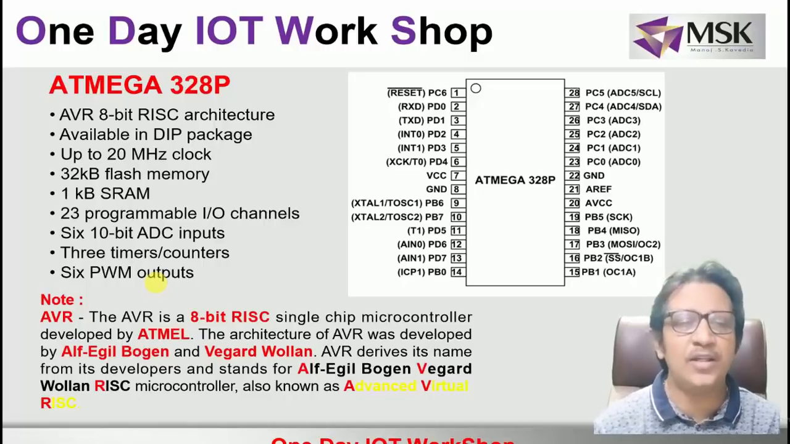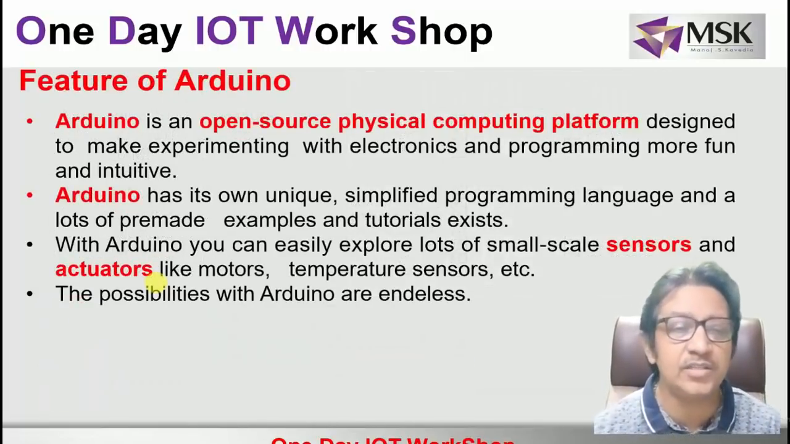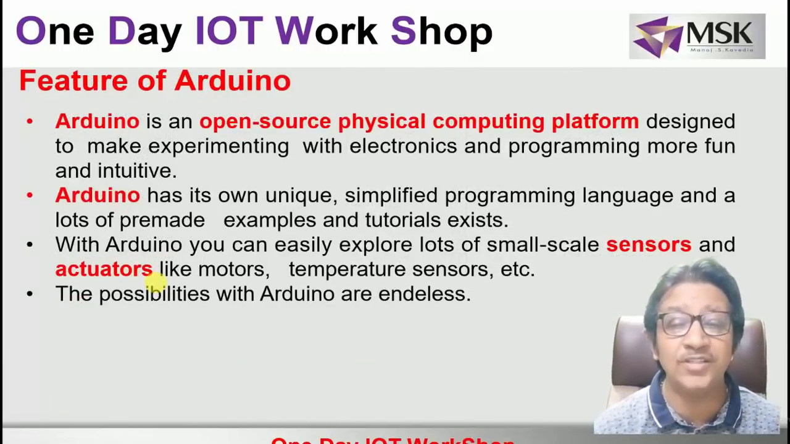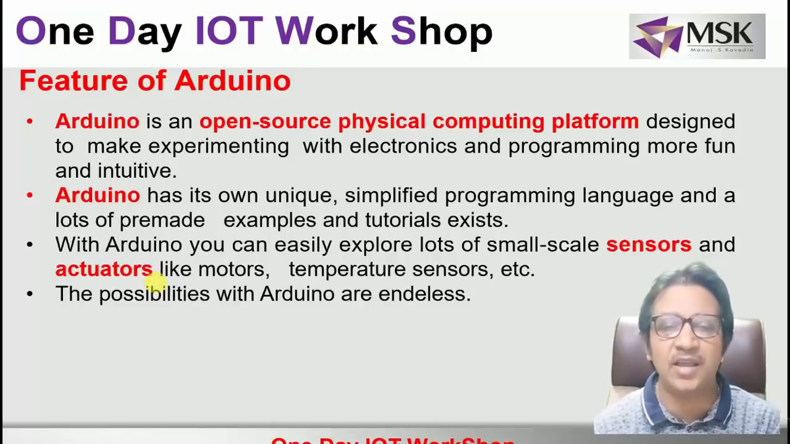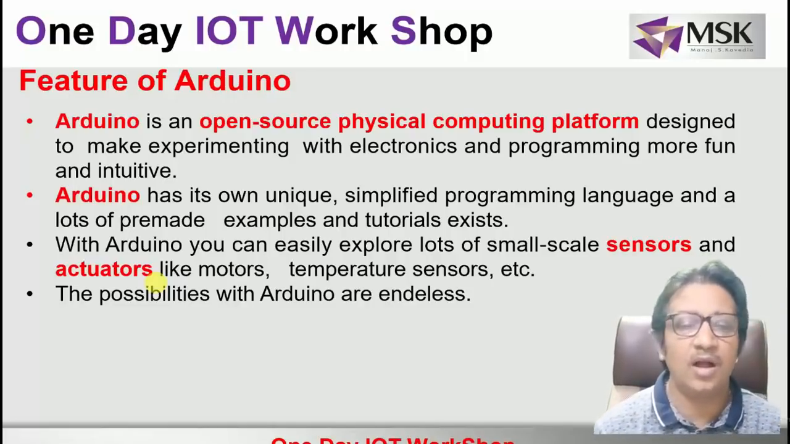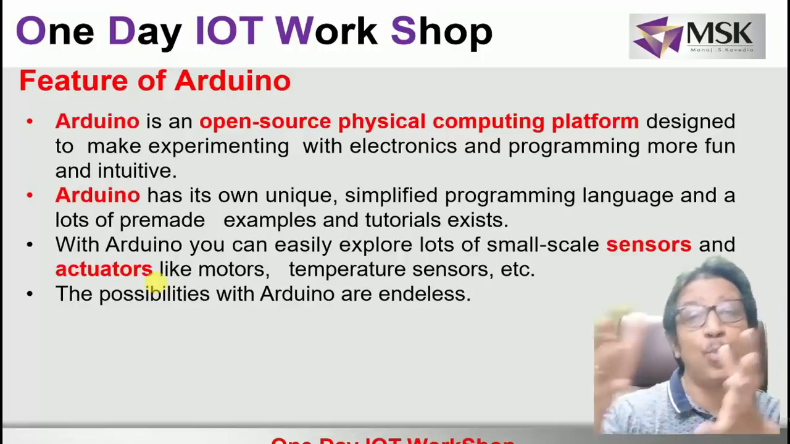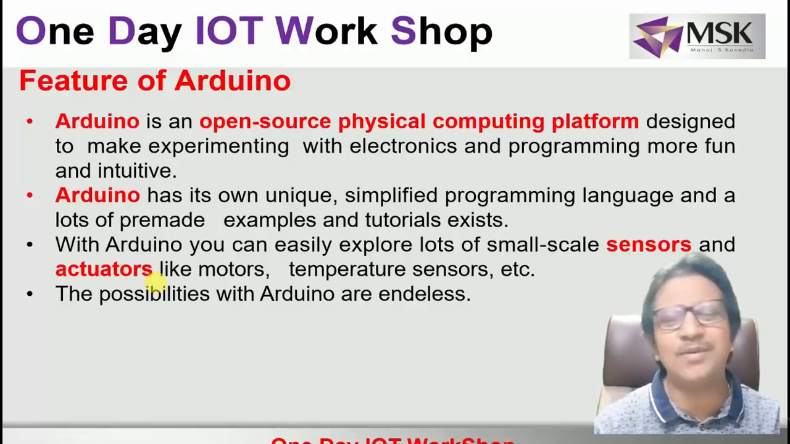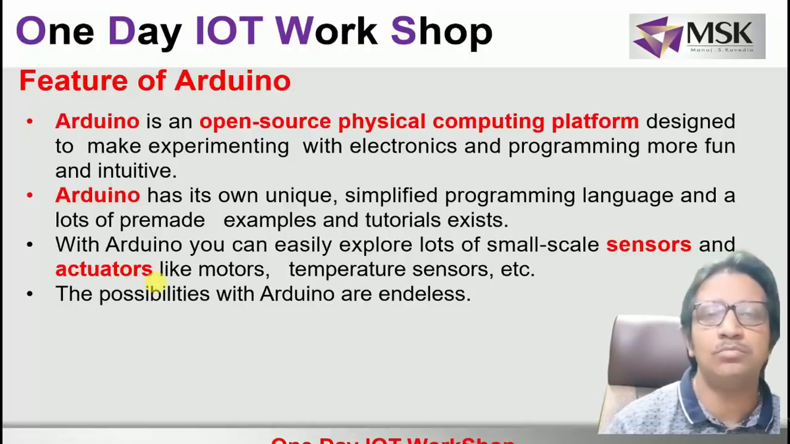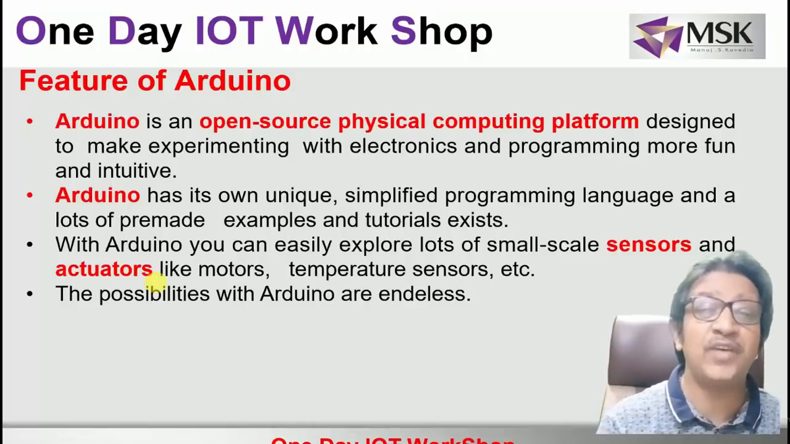Now, what are the features of Arduino? First, one by one, we'll take the features. First, it is an open source physical computing platform, basically used for experimenting with electronics. Rather, you can say it is used to experiment with electronics and to develop things. And sometimes you may get an idea to develop something, so you can do it very easily.